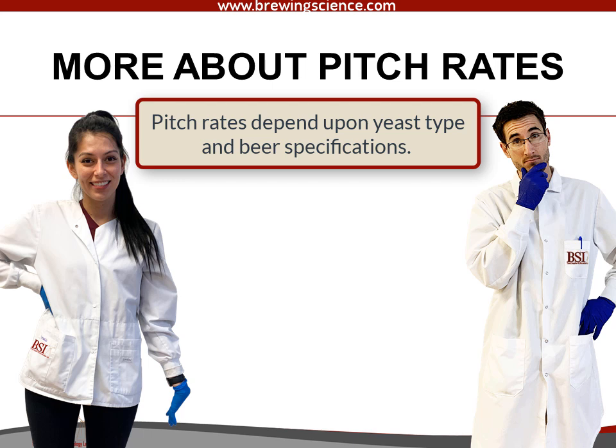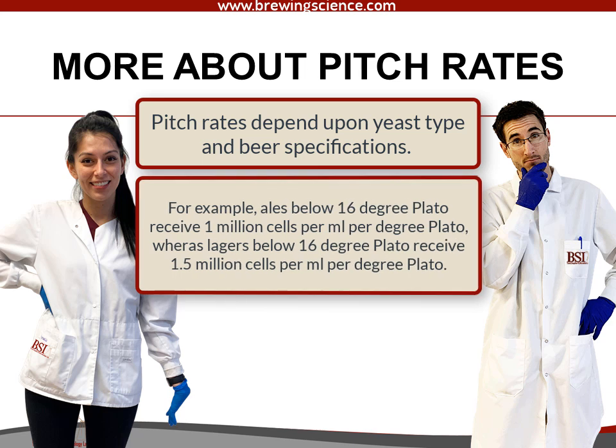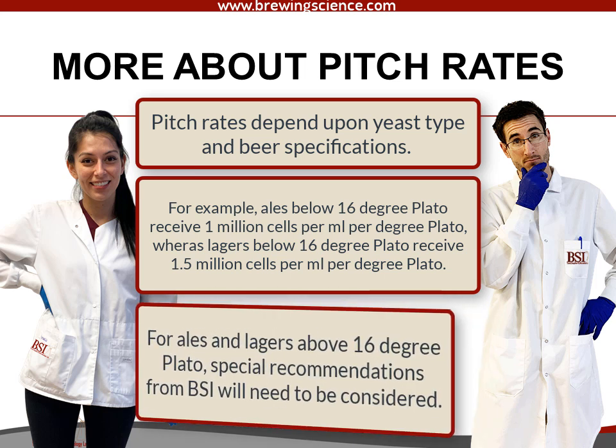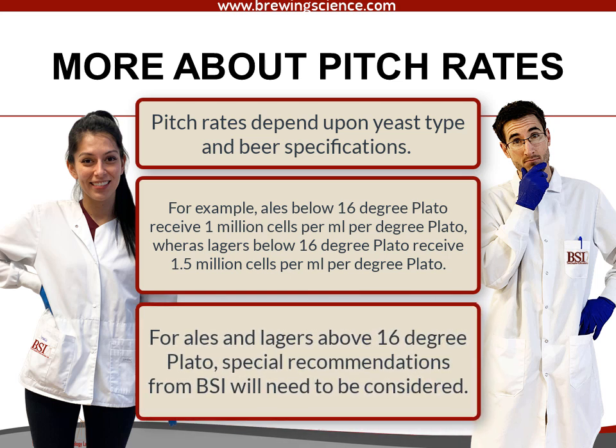Pitch rates depend upon yeast type and beer specifications. For example, ales below 16-degree Plato receive 1 million cells per milliliter per degree Plato, whereas lagers below 16-degree Plato receive 1.5 million cells per milliliter per degree Plato. For ales and lagers above 16-degree Plato, special recommendations from BSI will need to be considered.